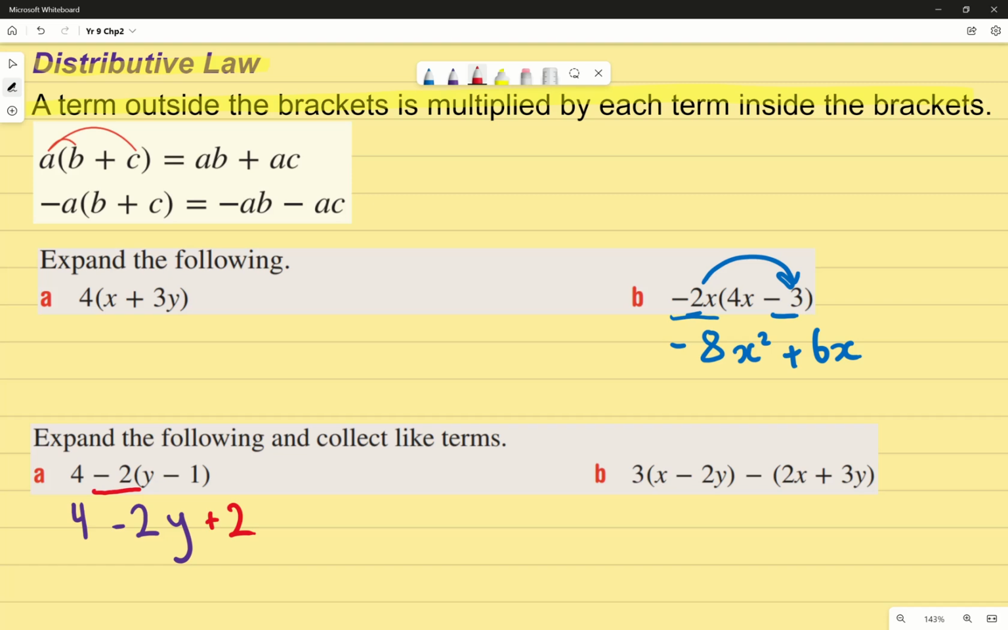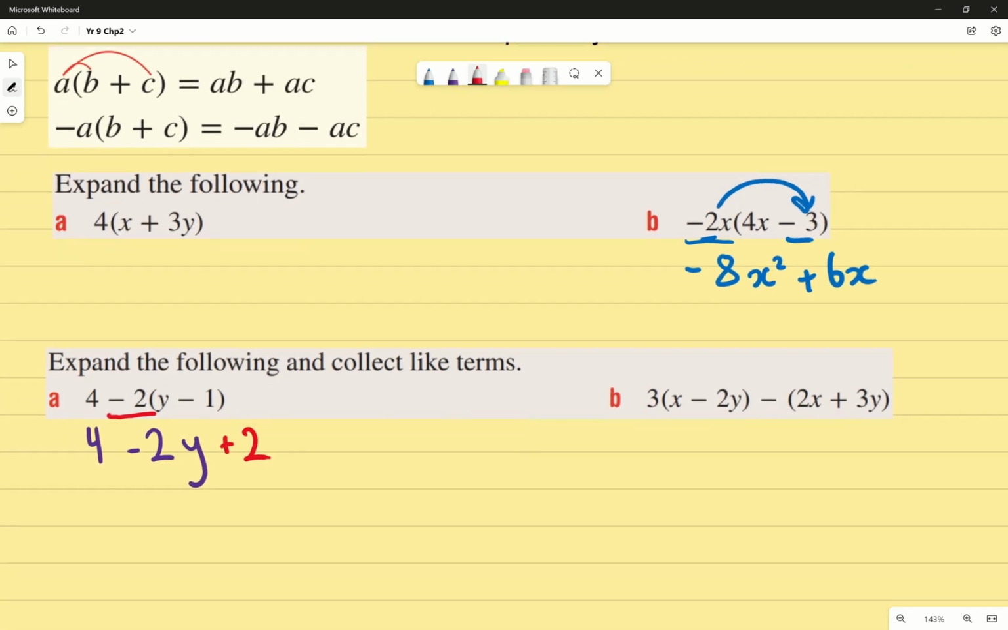Is there anything here that's easy for us to collect together? Like terms, anything that's similar for easy for us to put together? 2 and 4. 2 and the 4, thank you very much. 4, I'm going to move it to the right hand side, so we end up with negative 2y plus 2 plus 4, which is just negative 2y plus 6, and that would be our answer. Any questions? Okay.